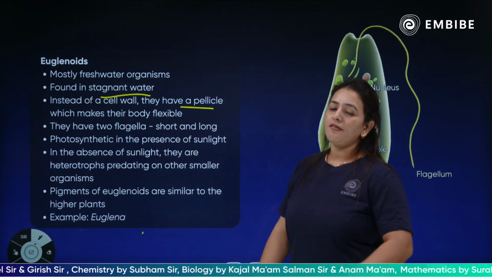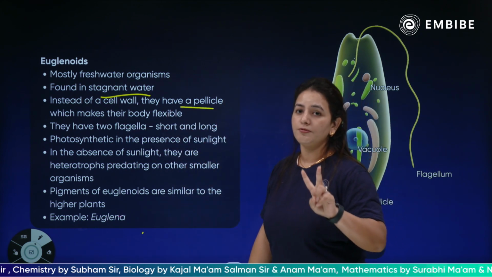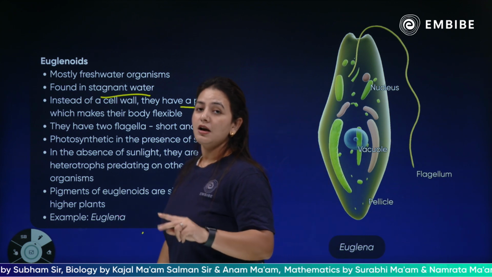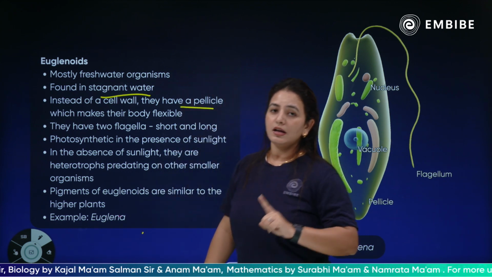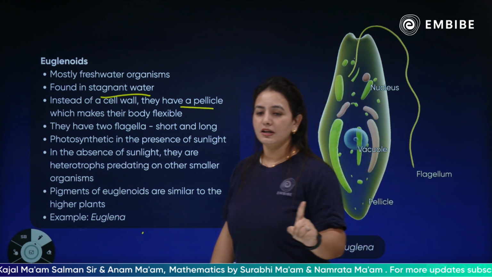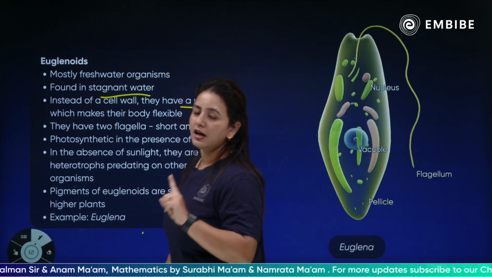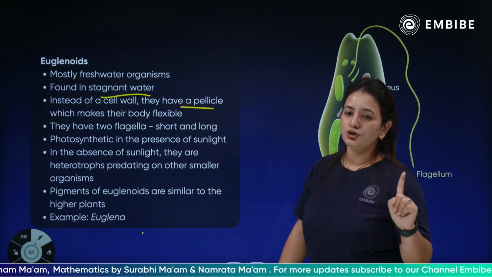Yes, they have once again two flagella, which is a unique feature also, because one flagellum is very long and the other flagellum is short. The short and the long flagella are only present in the euglenoids.